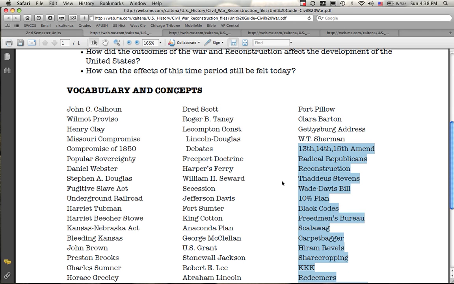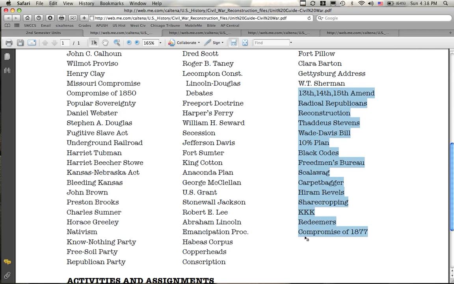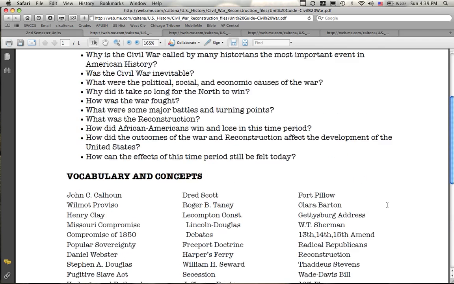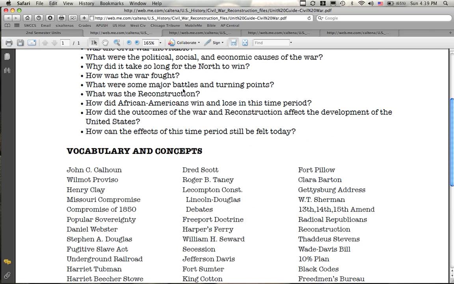Scalawags, Carpetbaggers, the KKK, the Redeemers, and then the other thing is we took a bunch of notes on how the Reconstruction ended, this Compromise of 1877. Make sure you know the ins and outs of how that came about, and it had to do with that election of 1876 and a compromise or a bargain that is struck. So that's it for the Reconstruction section of the exam.